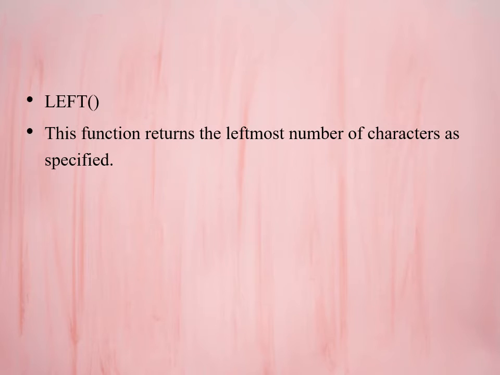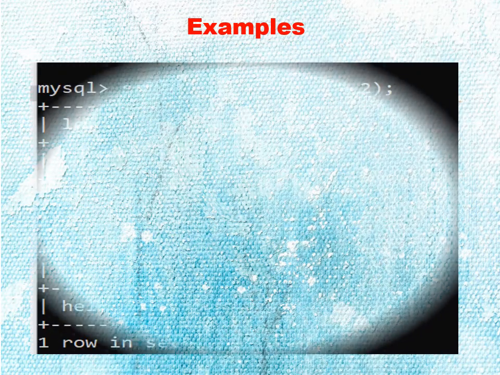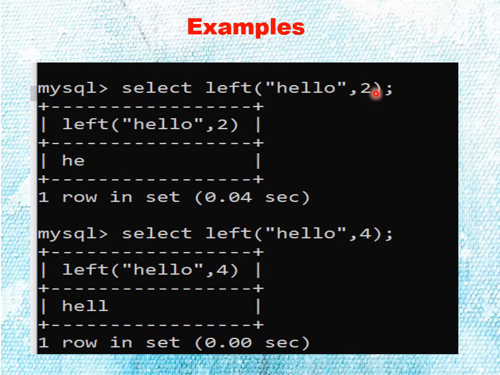Left function. This function returns the leftmost number of characters as specified. This is the syntax: left, then the original string, then the length to be taken. This is the example: hello, parameter 2. It will take 2 characters from the left. What will it be? HE. So the output will be HE. Here 4, so 4 characters will be taken from the left side, 1, 2, 3, 4, so the output will be HELL.